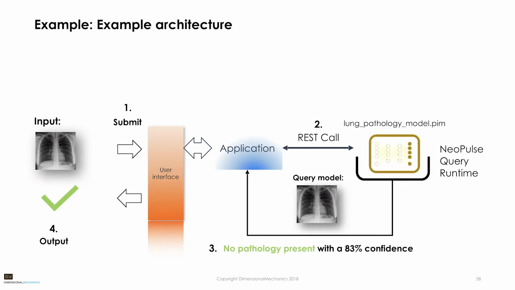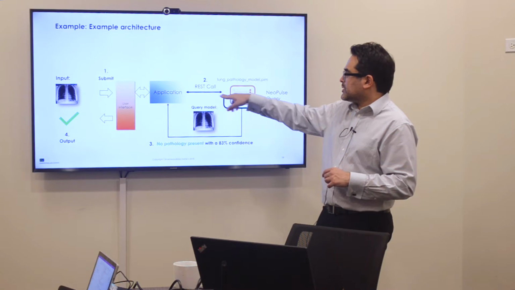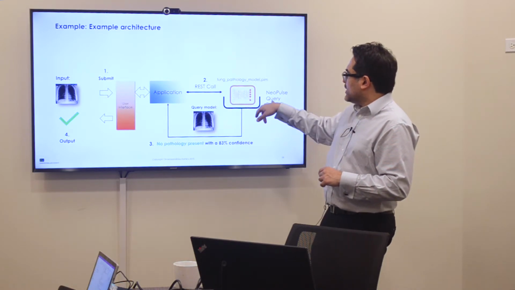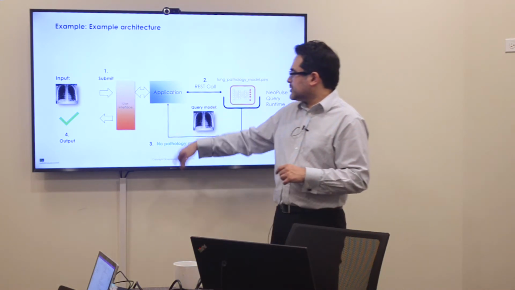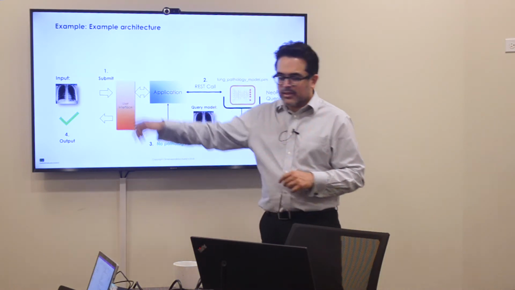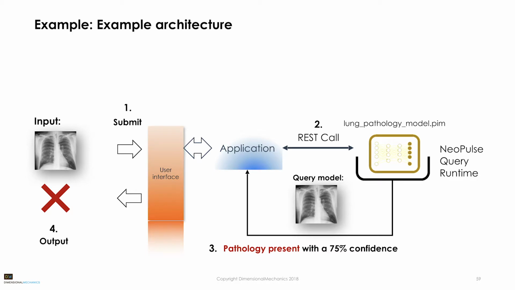In terms of how it can be used, suppose you have a simple user interface and an application. You submit, in this case, an X-ray to your application. The application makes a REST call with the image to the runtime, which is hosting the .pim object. The .pim object returns no pathology present in this case, or returns pathology with a certain probability.